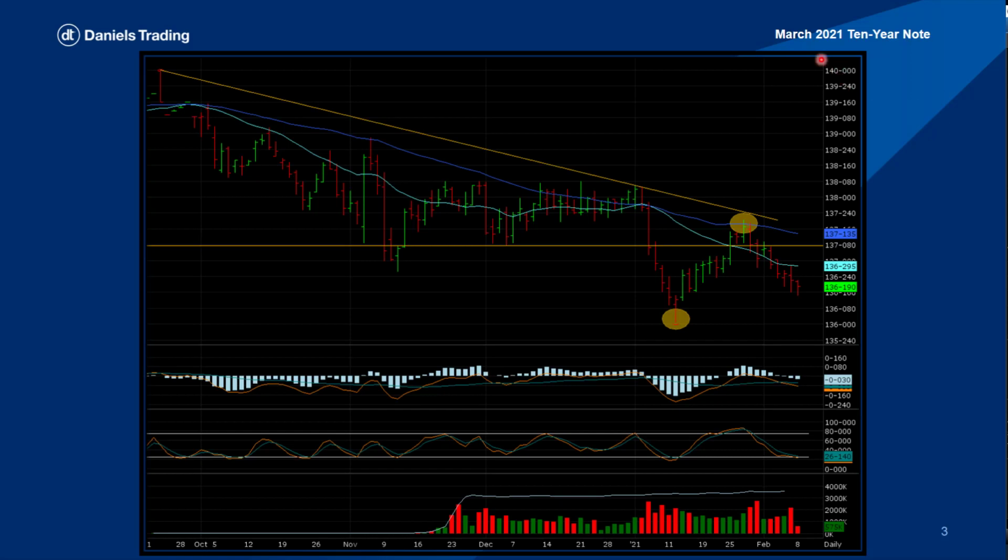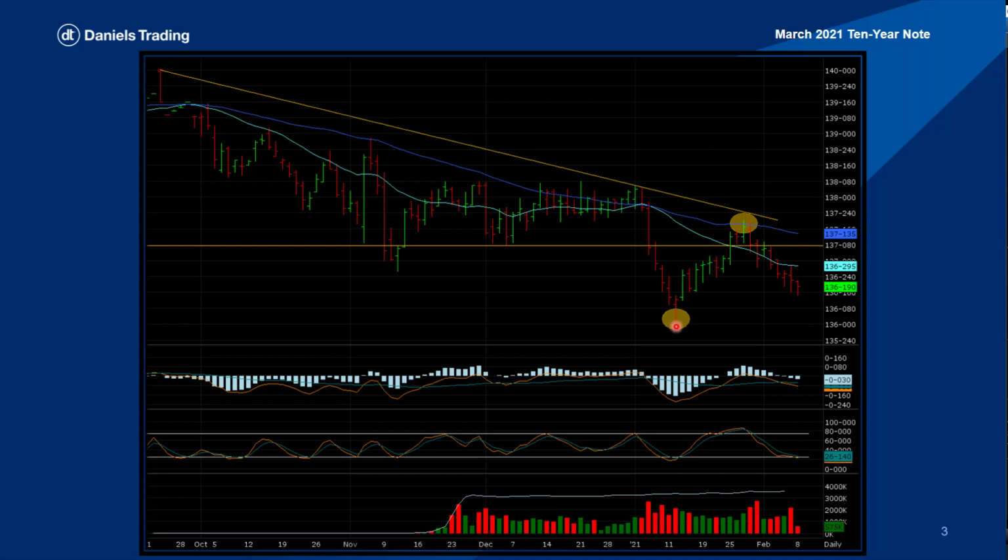Jumping into the first chart, this is March 2021 10-year note. I had this chart on the video last week. I'm bringing it back. As you can see, the market has sold off all last week, all down days. What's setting up is a 1, 2, 3 bottom formation. This is a trend reversal formation. So right now you can see my MACD indicator shows that the trend is down. So I'm looking for a reversal to the upside.